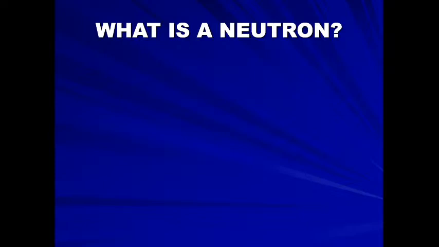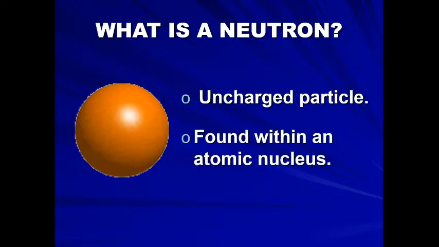So what is a neutron? Just now we have seen that in the nucleus there were two subatomic particles, one is the proton and another is the neutron. A neutron is an uncharged particle. You can't see any kind of charge on a neutron, and it is found within an atomic nucleus. The neutron also contributes to the atomic mass of an element.